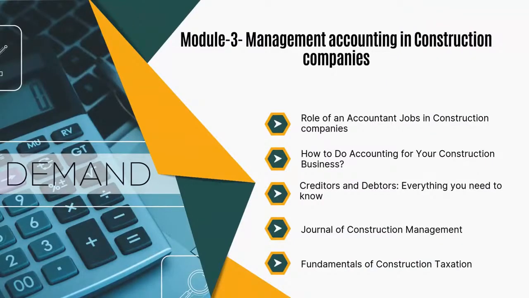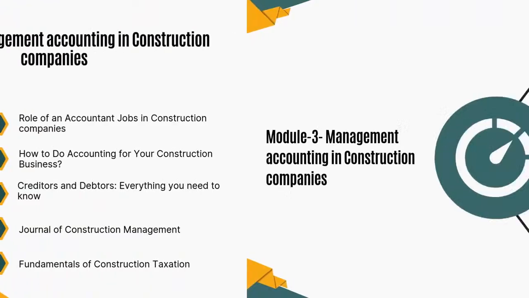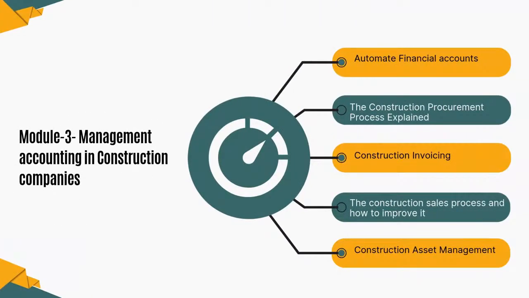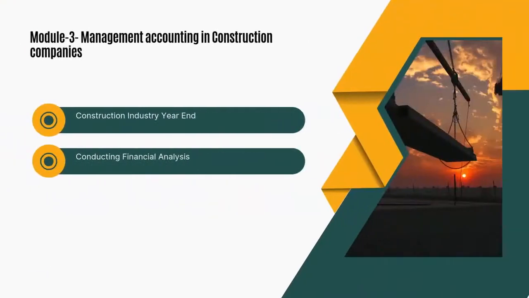Module 3: Management accounting in construction companies. Role of an accountant. Jobs in construction companies. How to do accounting for your construction business. Creditors and debtors. Everything you need to know. Journal of Construction Management. Fundamentals of construction taxation. Automate financial accounts. The construction procurement process explained. Construction invoicing. The construction sales process and how to improve it. Construction asset management. Construction industry year-end. Conducting financial analysis.